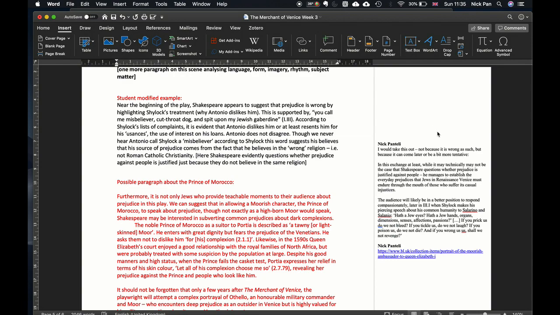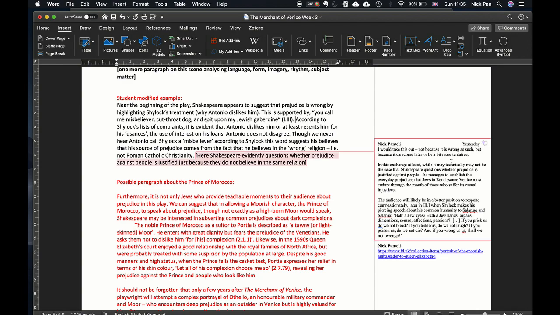So I've said to this student I would take this out, not because it's wrong as such, but again, we can't really suggest that this point is strong enough for suggesting that Shakespeare questions whether prejudice against people is justified. This point above is not so strong for making that point, I don't think.